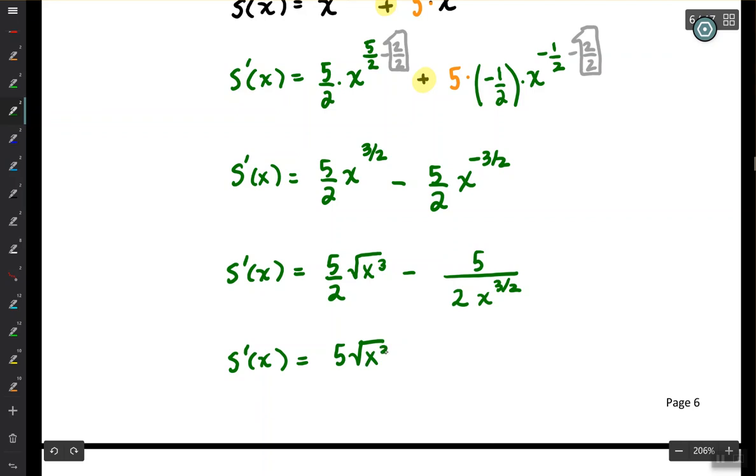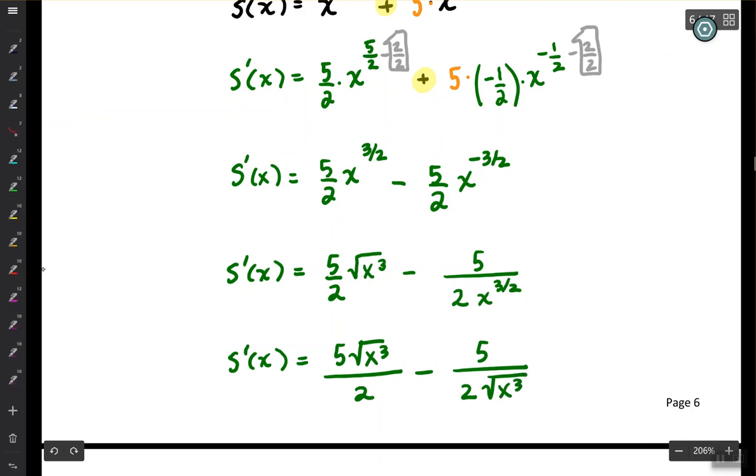5 times the square root of x cubed over 2, minus 5 all over 2. X to the 3 halves power is the square root of x cubed. That feels like a nice stopping point. You know, but this is fine. This is nice too.